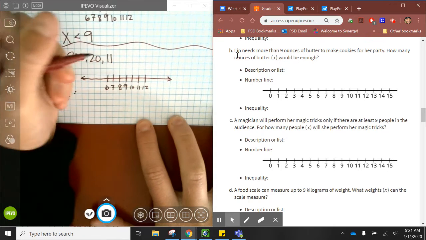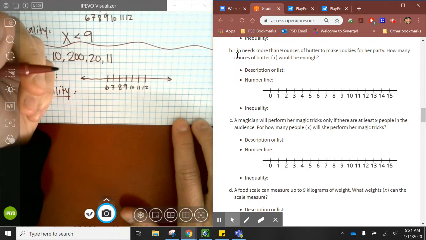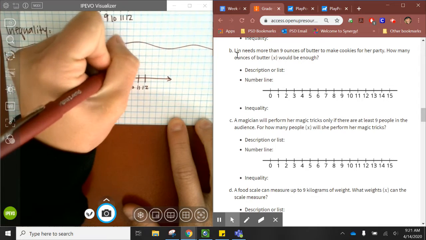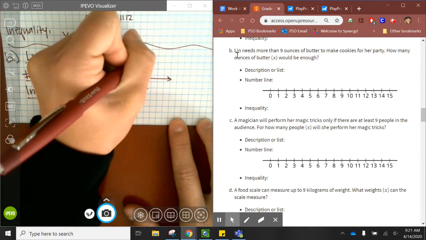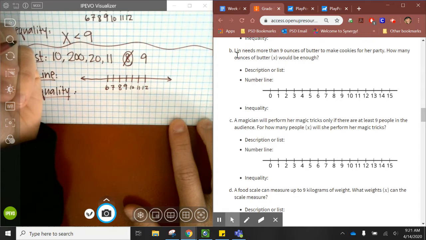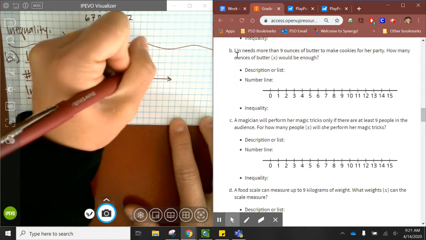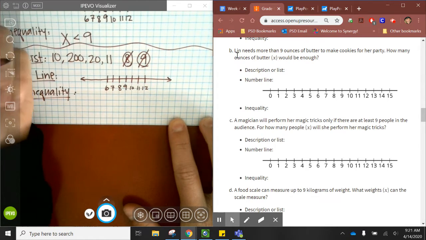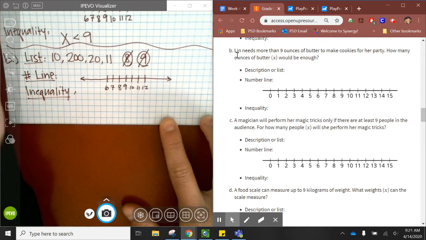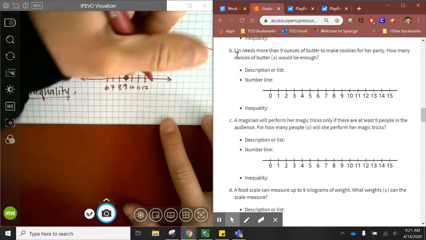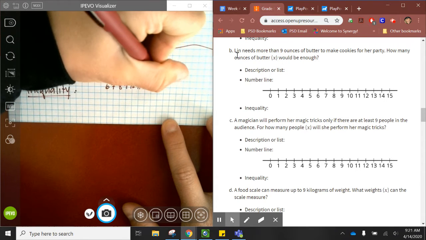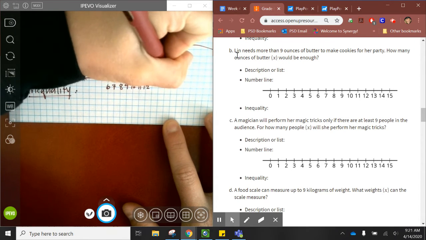Let's think of some numbers that wouldn't work. If you need more than 9 ounces of butter to make cookies, then if you had 8, you wouldn't have enough. What about if you had exactly 9? It says Lynn needs more than 9 ounces of butter, so 9 is not a solution. 9 is not good enough. So again, we're going to do an open circle on 9, and we're going to shade all the way to the right. These are all the values that are more than 9.